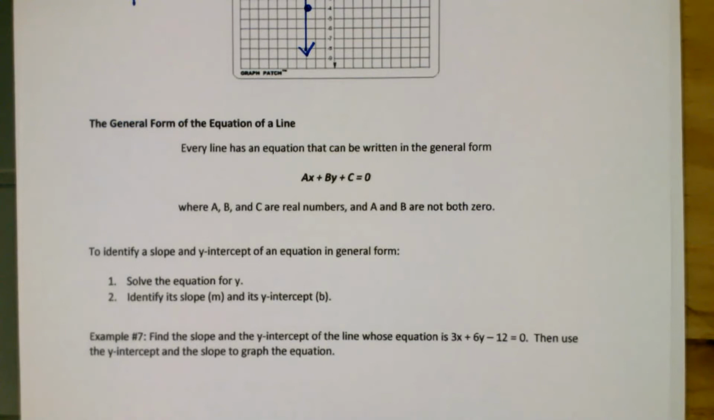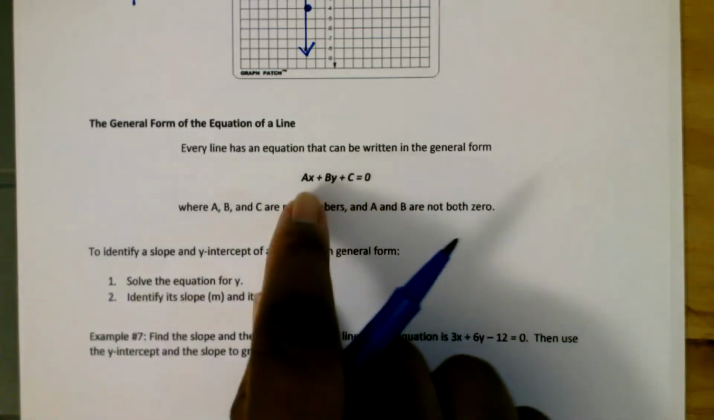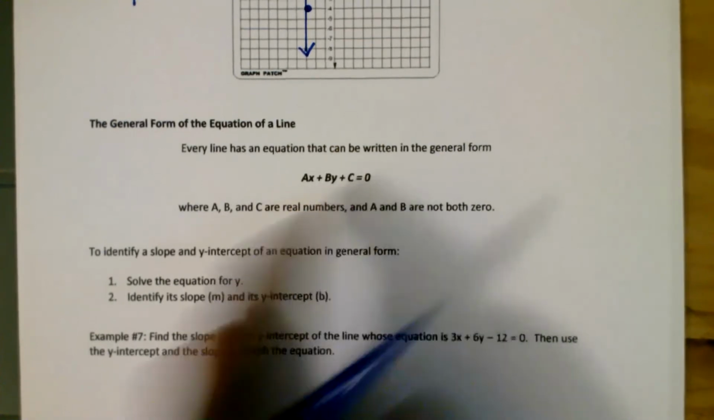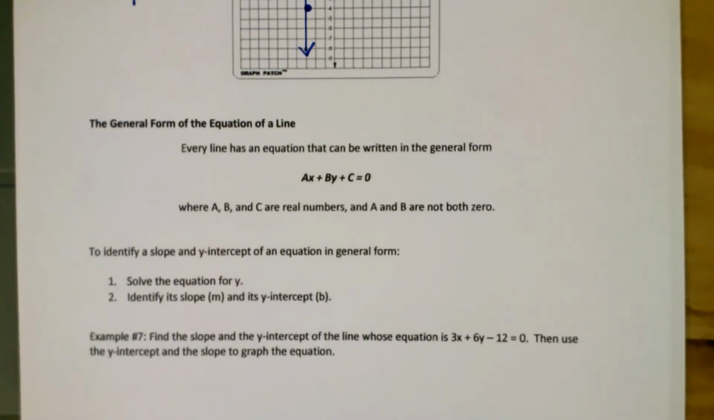All right, every line has an equation that can be written in the general form, which is this: ax plus by plus c equal to 0. And this is where a, b, and c are real numbers, and a and b are not both 0.